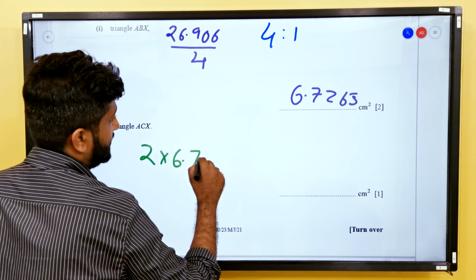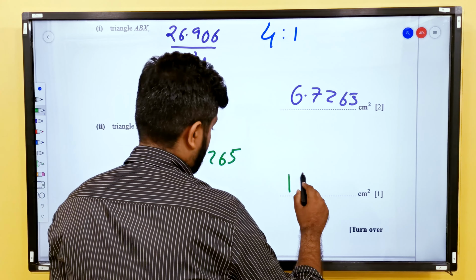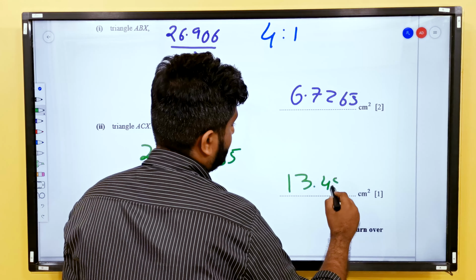6.7265. This was a 1 mark question, but it was a very tricky question. 13.453. Many students made a mistake in writing this answer.